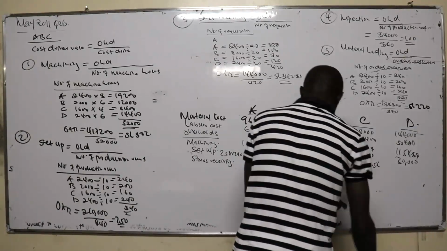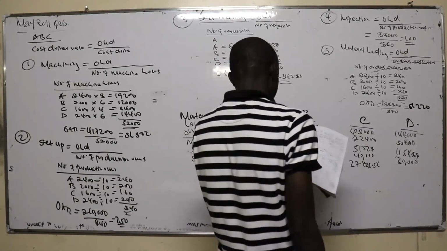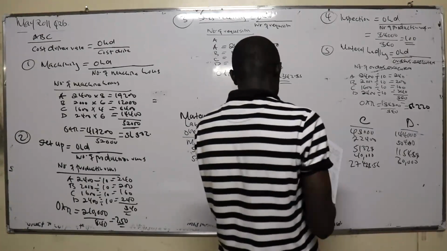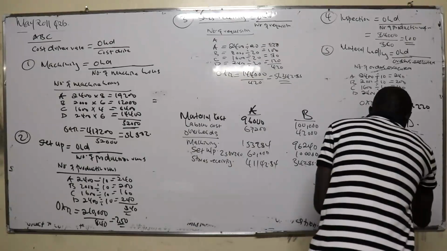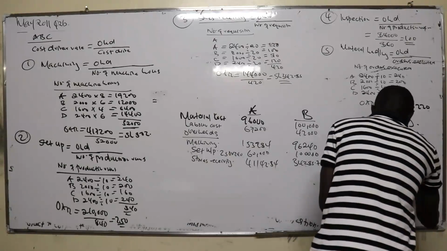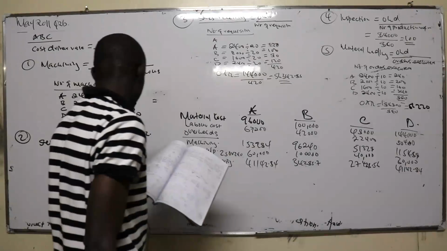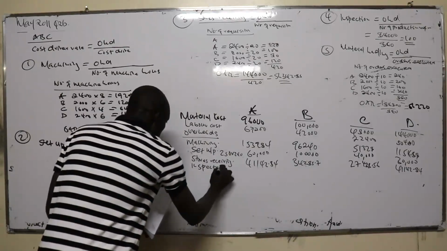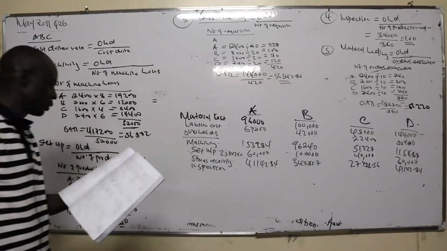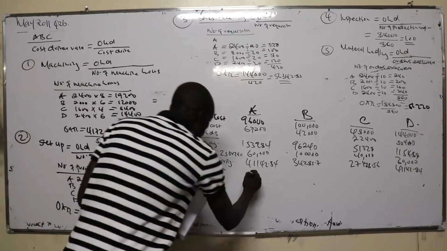27,428.56. And lastly is going to be 411. So that is store receiving. And then we have inspection. Inspection, we have 2,400.